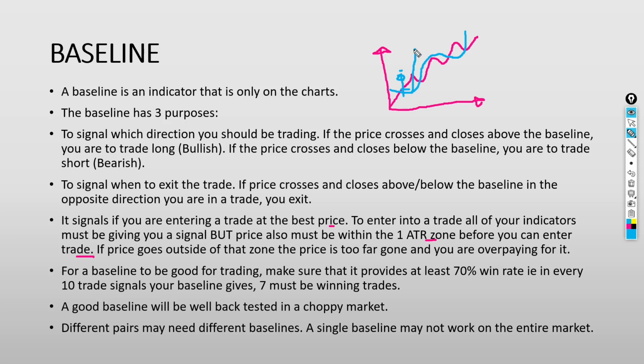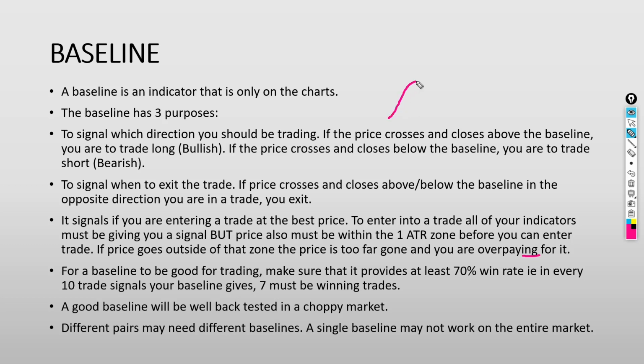So for example, if the price comes and closes far from the baseline, it means we shall not enter that signal. The distance from the baseline to where the price has closed is supposed to be at most 1 ATR. If the price is far more than 1 ATR, we do not enter because the price is not good. That is what we mean. If the price goes outside the zone, the price is too far gone and you are overpaying for it.